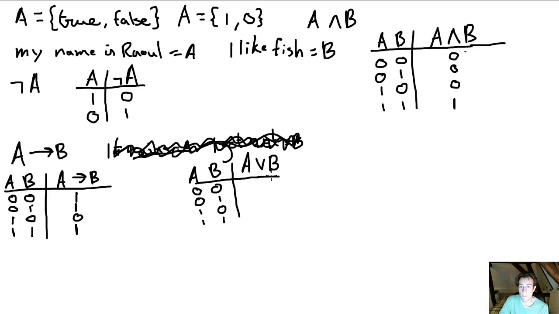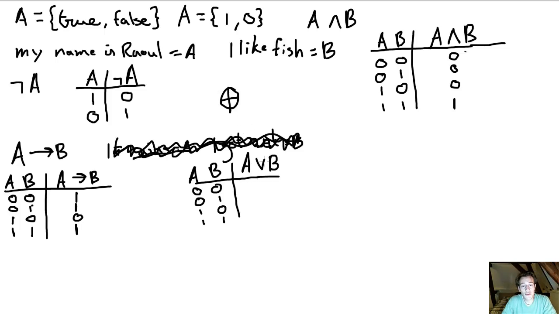So my name is Raoul, or I like fish. You can see there's an exclusive or. Then my name can only be a Raoul, or I can only like fish. And we call that the exclusive or. And that's another symbol. It's a symbol with a cross, a circle with a cross in it.